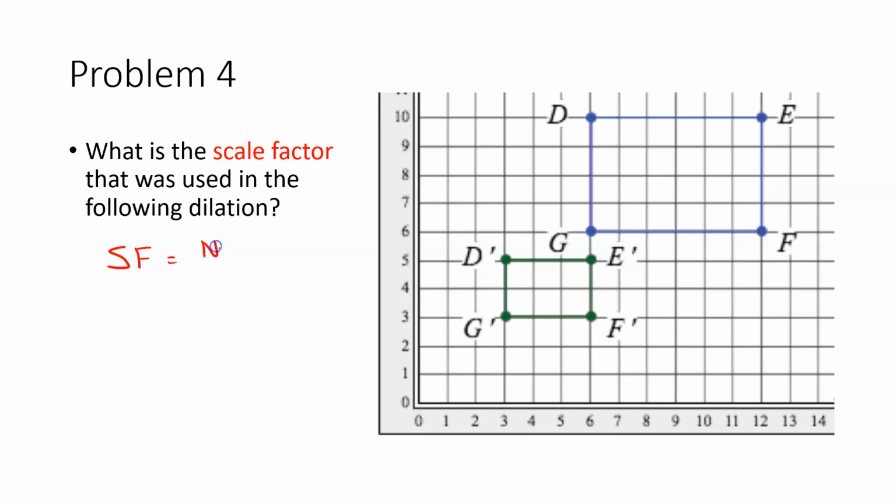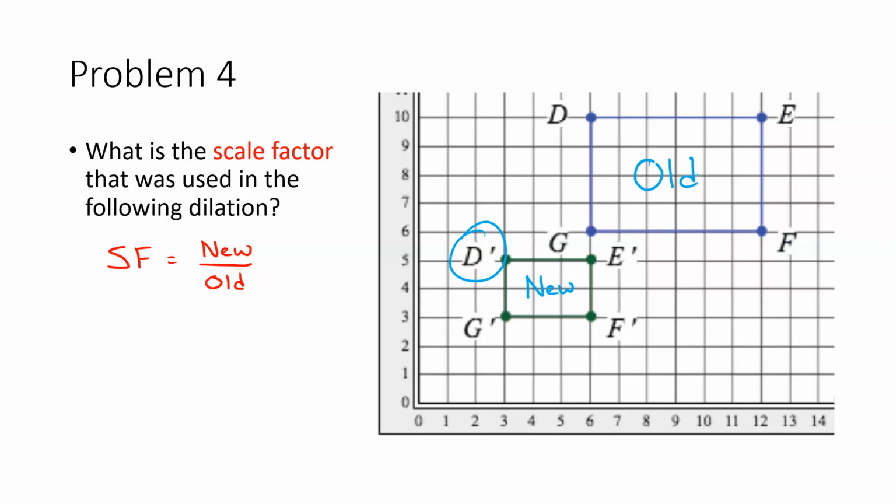That is the new over the old. Well, let's label which one's new, which one's old. How am I supposed to know that? Well, we can do that by looking at the letters that they use. There's D and then there's D prime. Remember, the one that has the prime is going to be the new one. So the smaller one down here is the new one. That means that the bigger one over here is the old one.